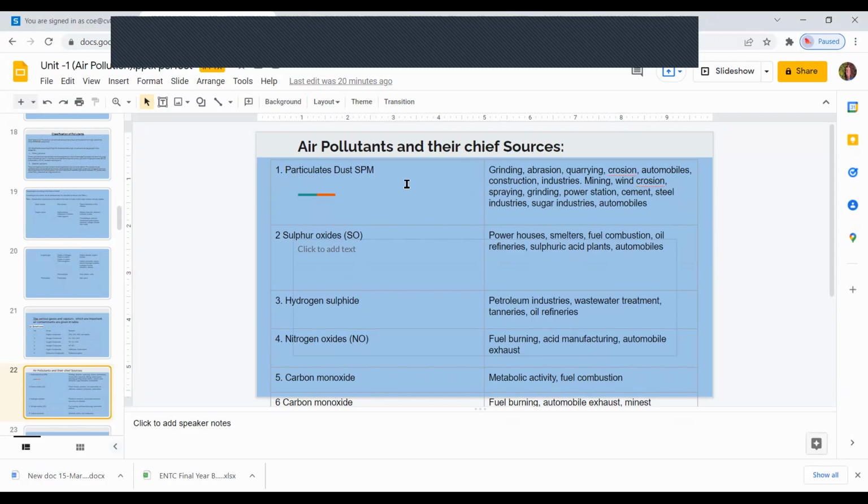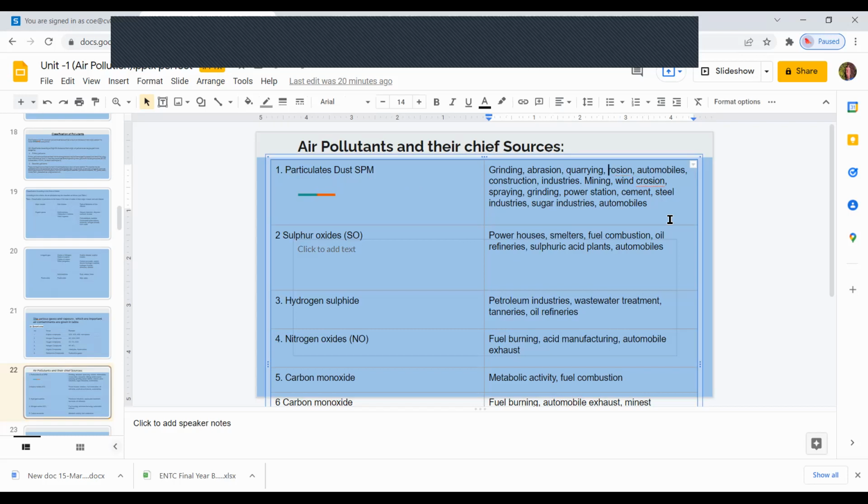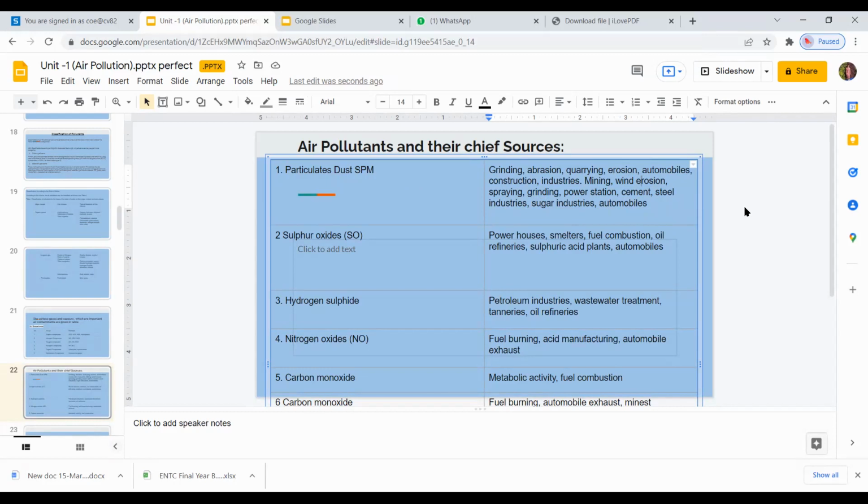Suspended particulate matter, particulates, dust or SPM. They originate from grinding, abrasion, quarrying, and erosion, that is soil erosion. Then automobiles, construction activities, industries, mining, wind erosion, spraying, grinding, power stations, cement, steel industries, sugar industries, and automobiles.